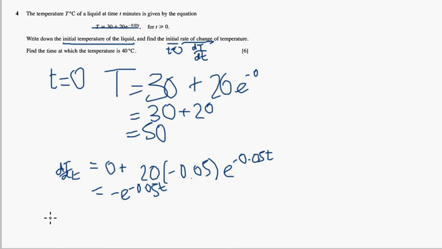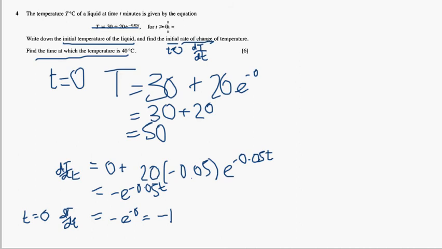So the initial rate of change, t equals 0, dT by dt, will be minus e to the minus 0, which is minus 1. So that's the second part. The third part is to find the time at which the temperature is 40 degrees Celsius.